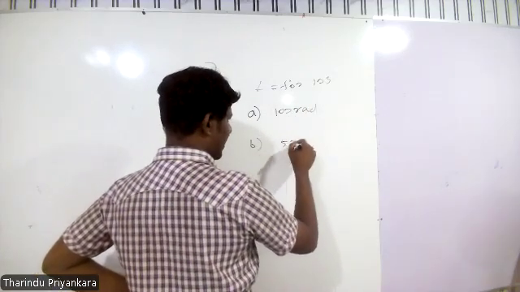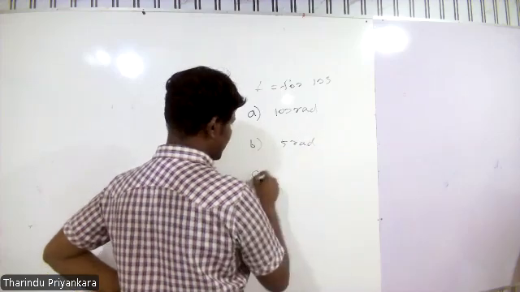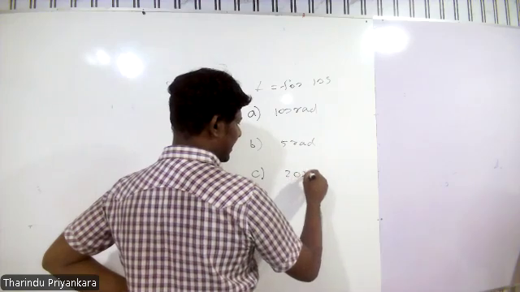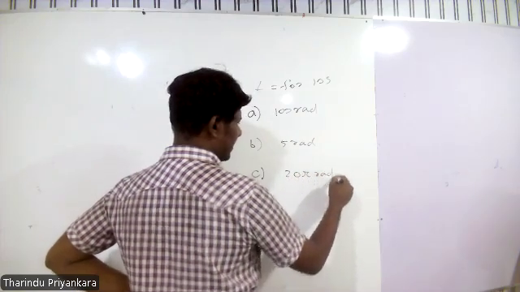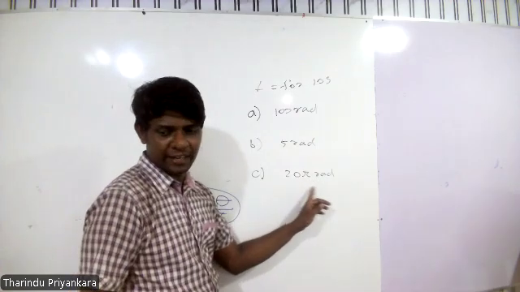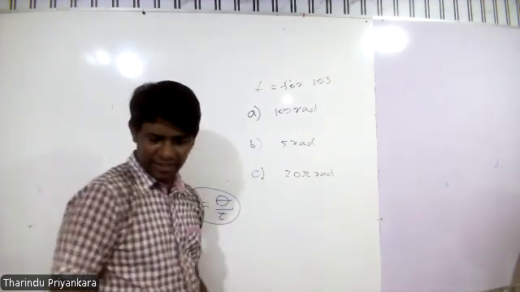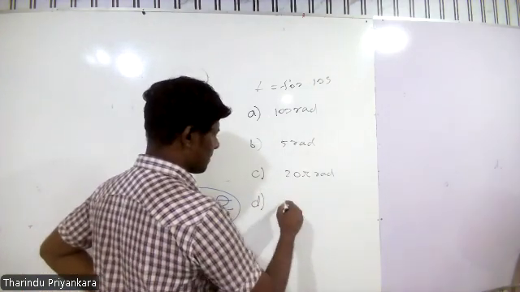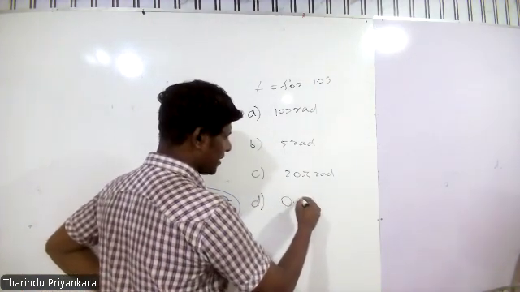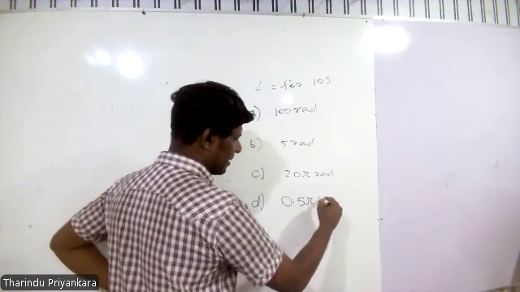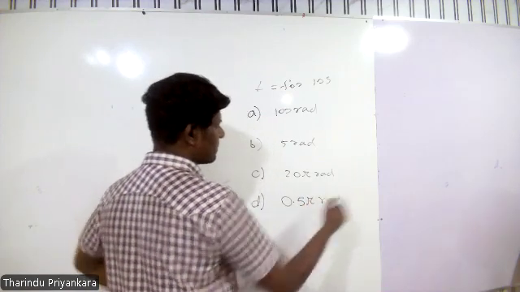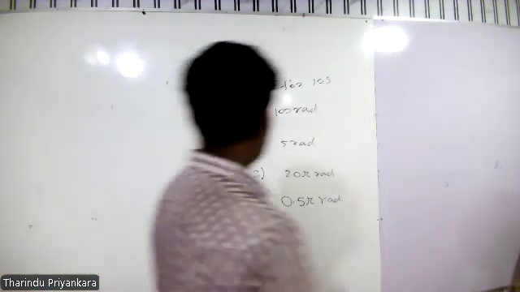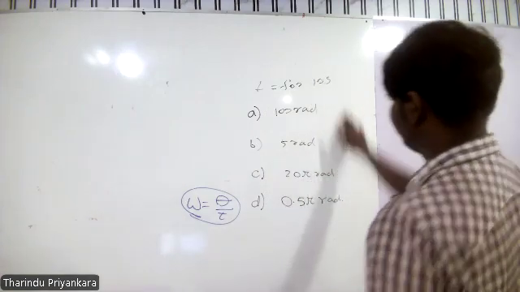T equals 5. 25 radian. You can keep the angular displacement in terms of pi. 0.5 rad.